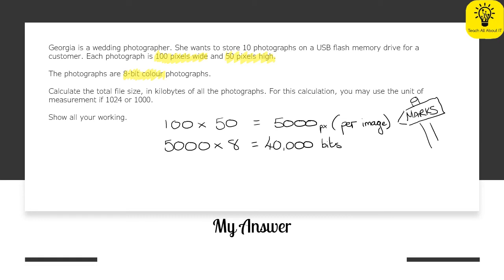Now we have another important piece of information because we've got 10 photographs. It says calculate the total file size in kilobytes for all of the photographs. So we need to multiply this by 10. We can take 40,000 multiplied by 10. That's going to give us 400,000 bits, and I might then put all images.